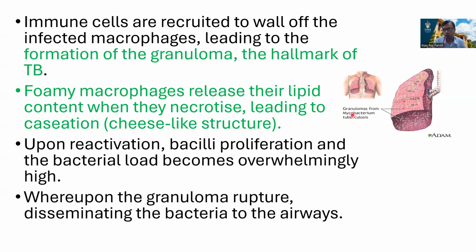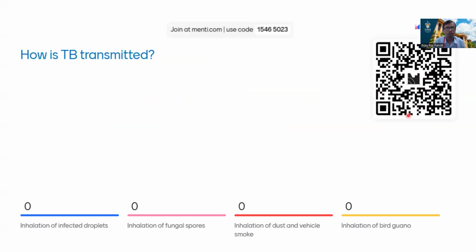So you can observe here the granuloma that is formed on the lungs infected by the tubercle bacilli. So here, how the TB is transmitted.